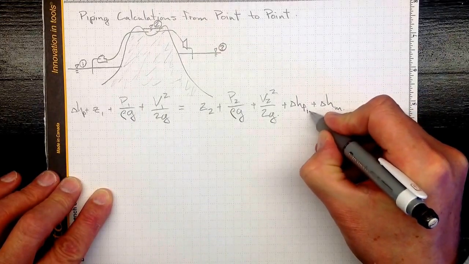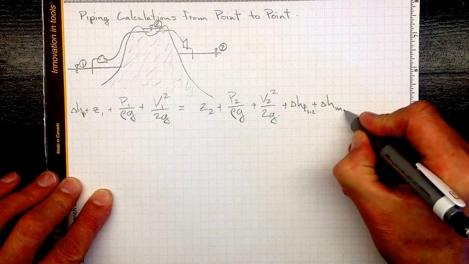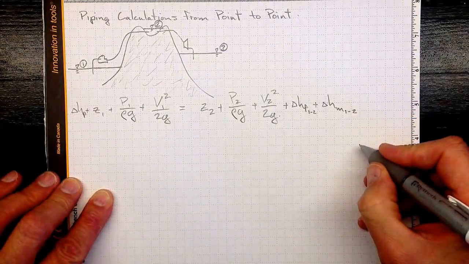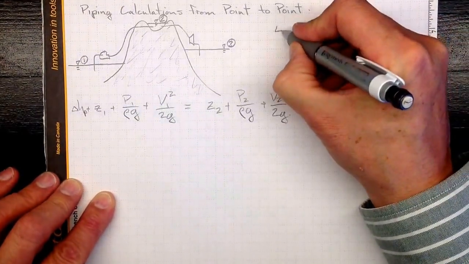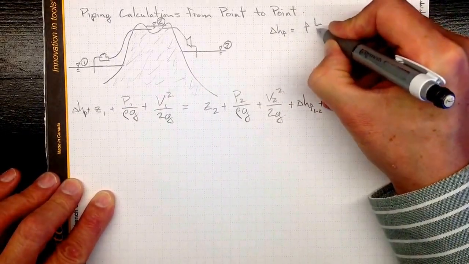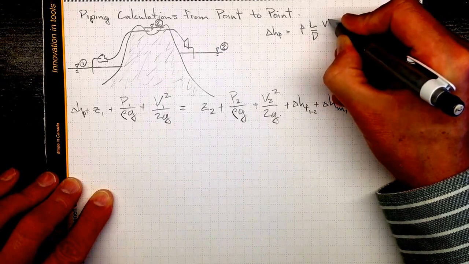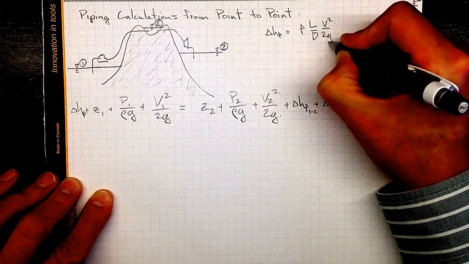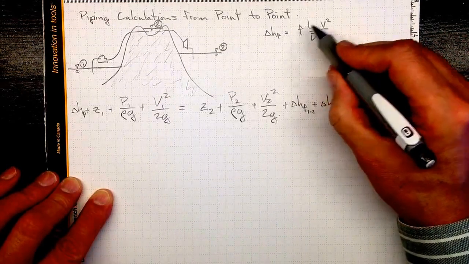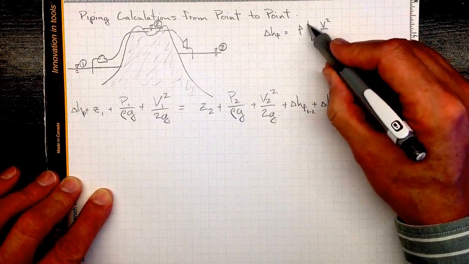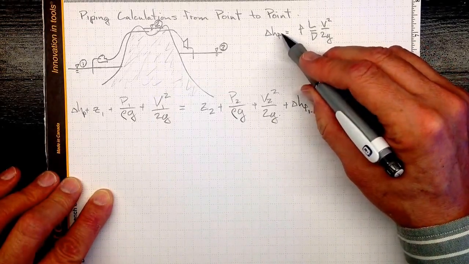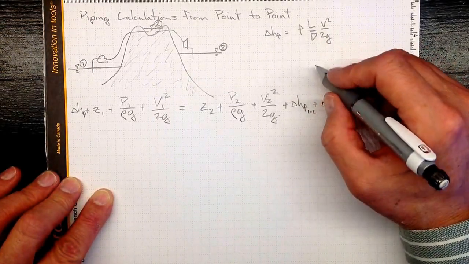So that's the head loss due to friction between 1 and 2. Those are the minor losses between location 1 and 2. And of course, head loss due to friction, f L over D, V squared over 2g. That's the Darcy-Weisbach equation, and this friction factor relates the flow and the geometry parameters of the piping system to the head that's lost as the flow goes through that piping system.